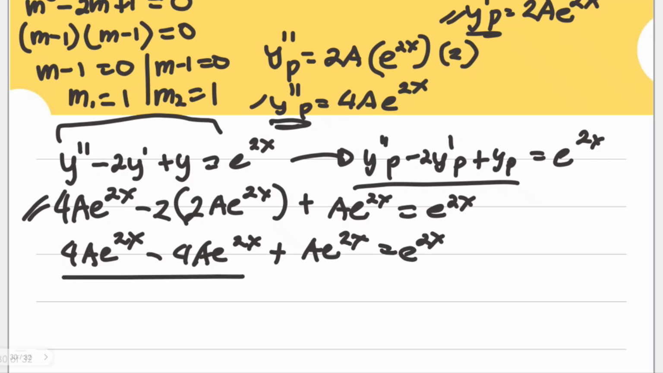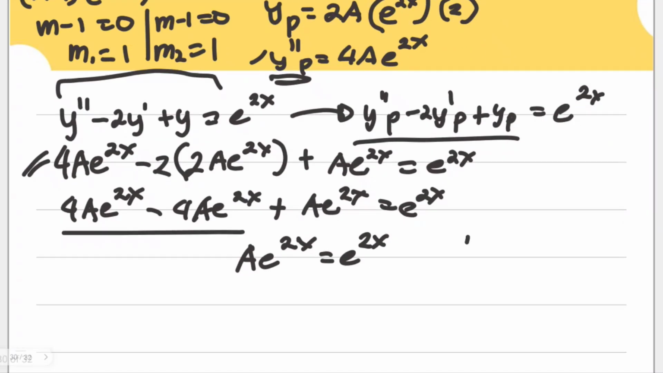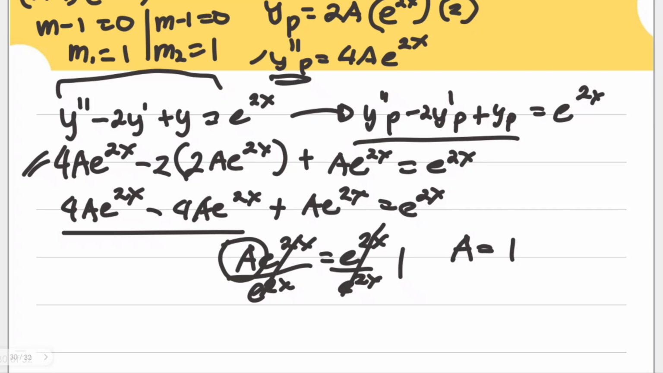This will become 0. a e to the power of 2x is equal to e to the power of 2x. And when would this be true? This would only be true if a is equal to 1. Or as you divide both sides by e to the power of 2x to solve for a, that's just equal to 1. This is the value of our a.